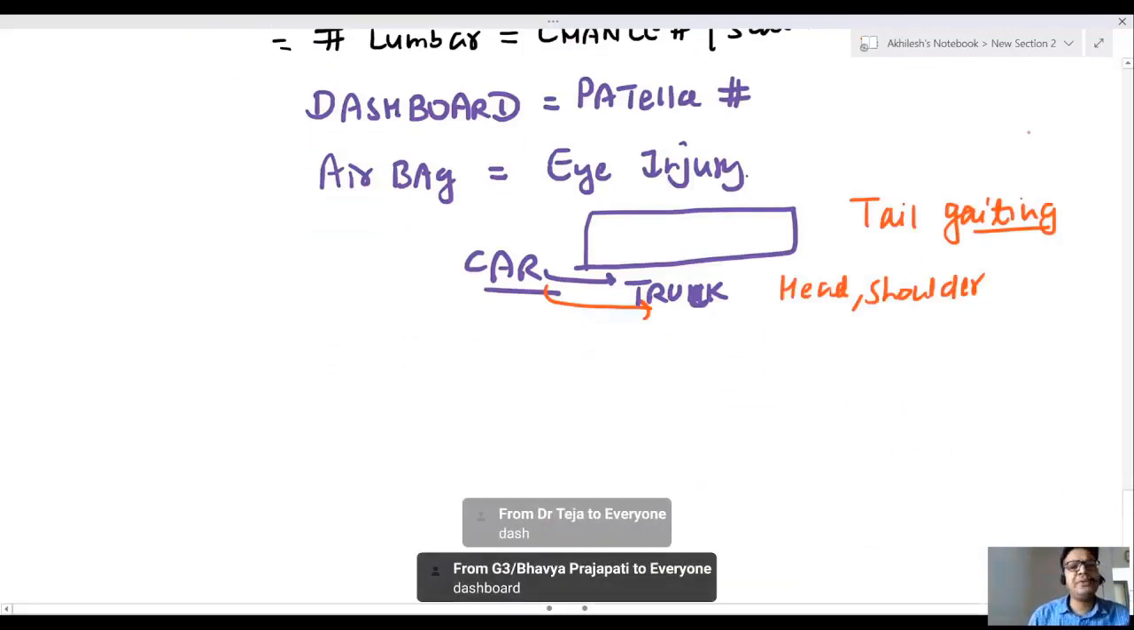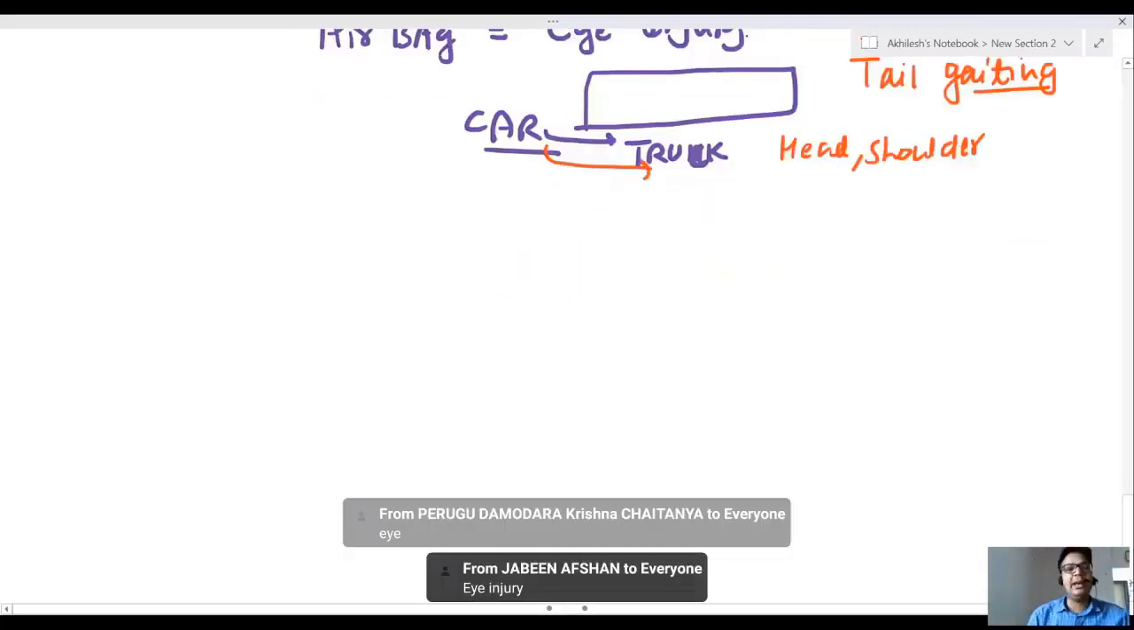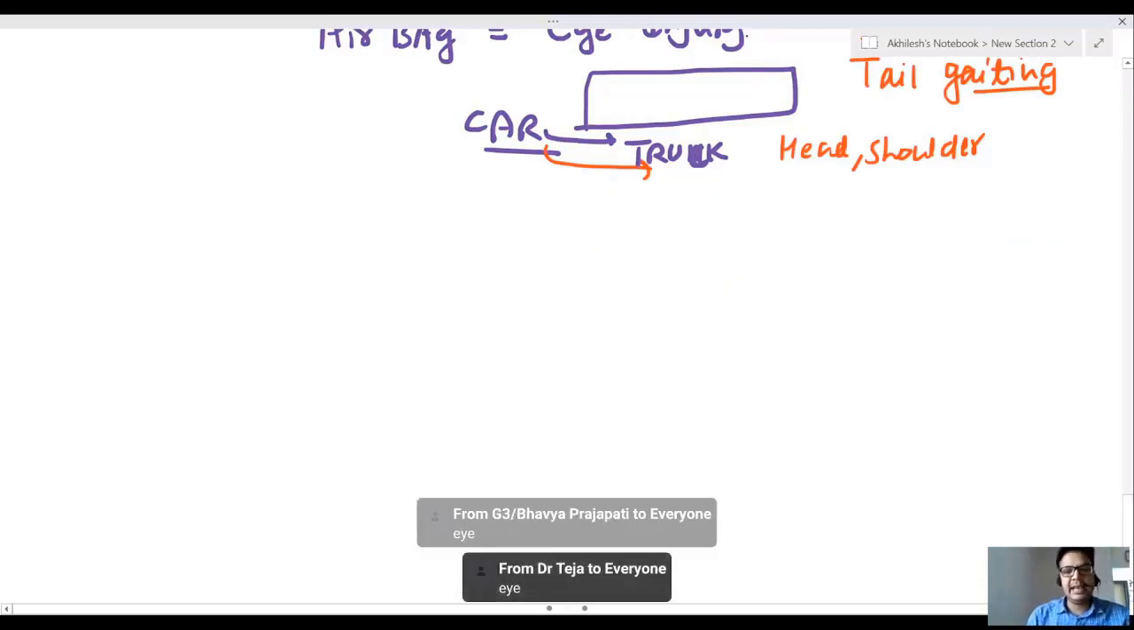What is the most common site of airbag injury? Everyone knows agar airbag khulenge to aapke sabse zyada bachida kaank lagega. You will get damage to the eyes. Airbag injuries.